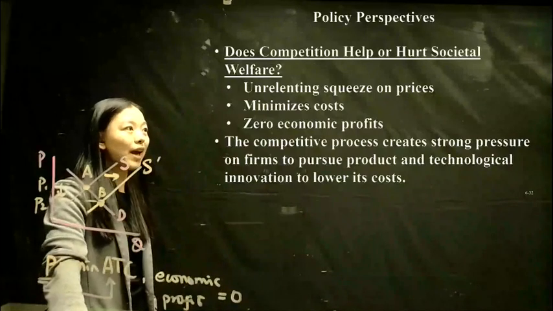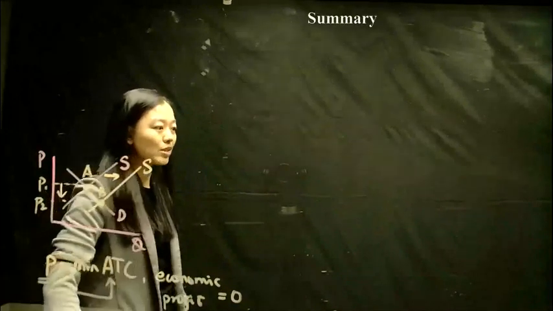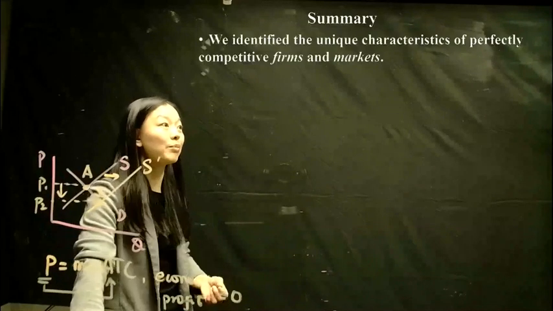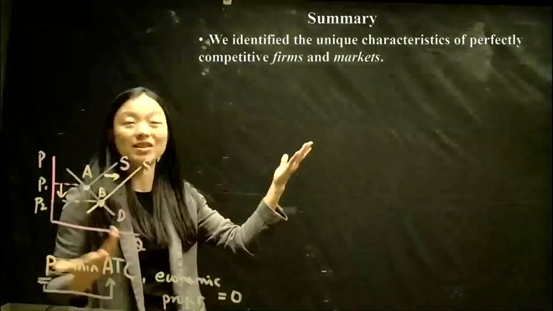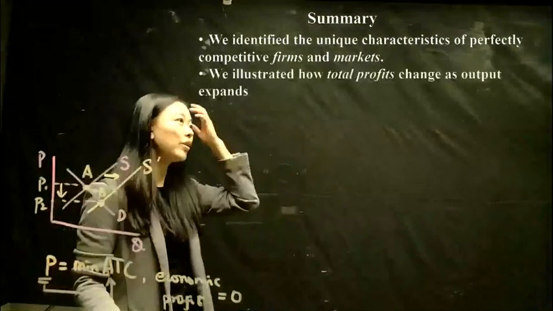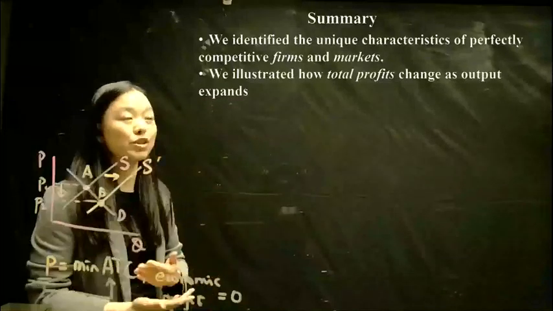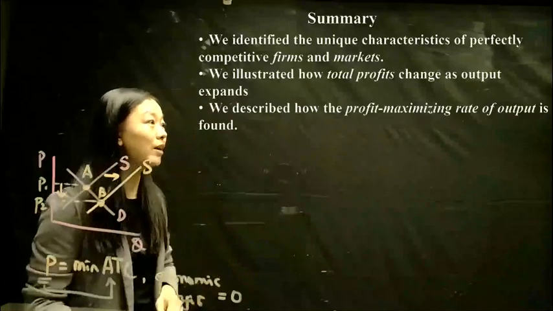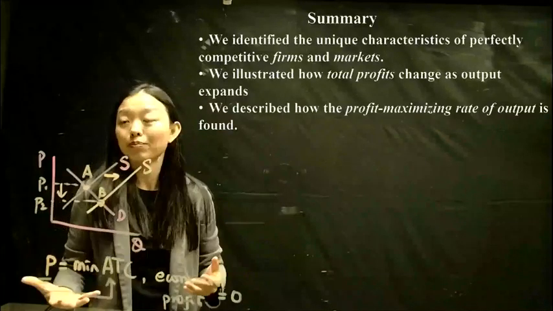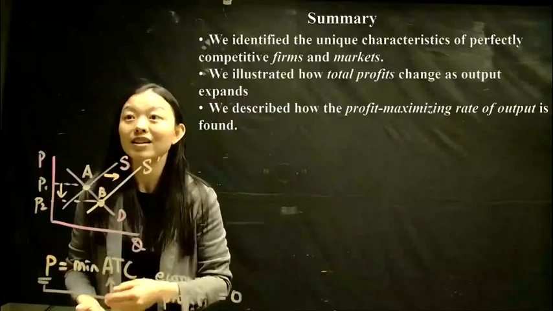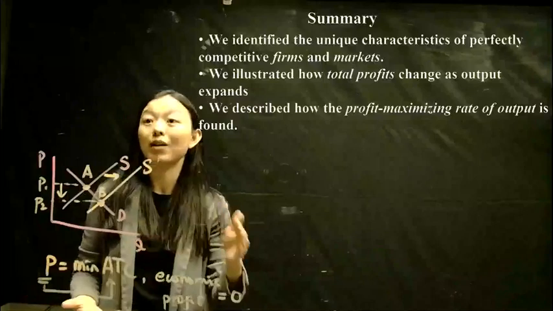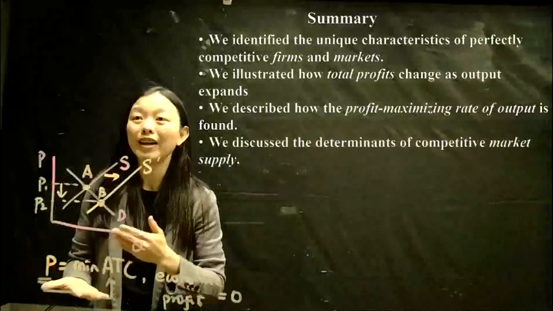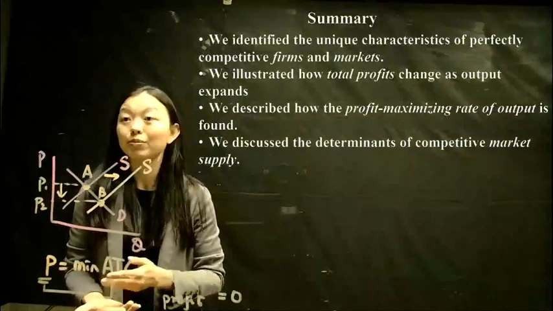All right, so that will be the end of this chapter. Let me just summarize what we talked about. We first identified the unique characteristics of perfectly competitive firms and markets. And then we also illustrated how total profit changes as output expands. After that, we talked about the profit maximization rule in a perfectly competitive market: price should equal marginal cost, which equals marginal revenue. And then we also talked about how we can use the graph to compute the profit.